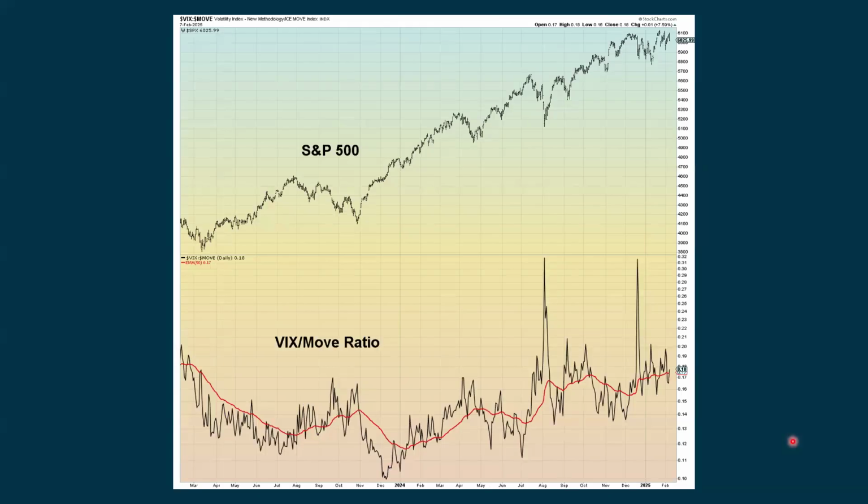And then we look at the volatility of stocks as measured by the VIX and the volatility of bonds as measured by the MOVE index and plot that in a ratio. And in a general sense, when this line is going up, that's what I follow, is the red line. It's a 50-period moving average. And sometimes this can give us some insight. When this is going down, that meant here that the S&P was going up.